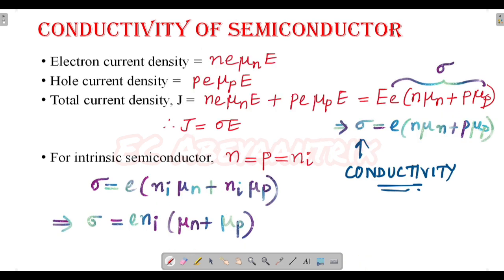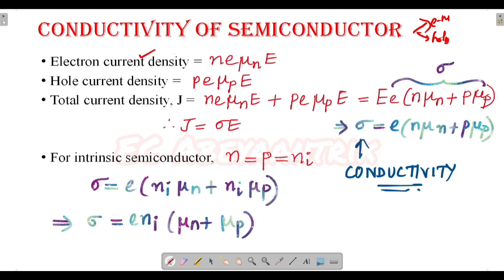Coming to semiconductor conductivity, we have two types of charge carriers, right? Electrons and holes. Even though one is majority and another one is minority, that's not a problem. Both the charge carriers contribute to conduction, so for semiconductor conductivity we have to consider both electrons and holes. First we have to calculate the current density, and using current density we can derive the conductivity.